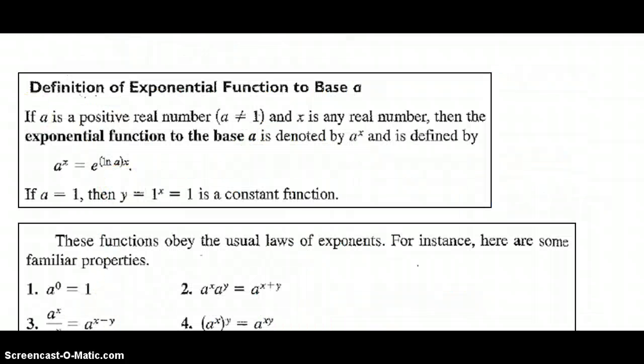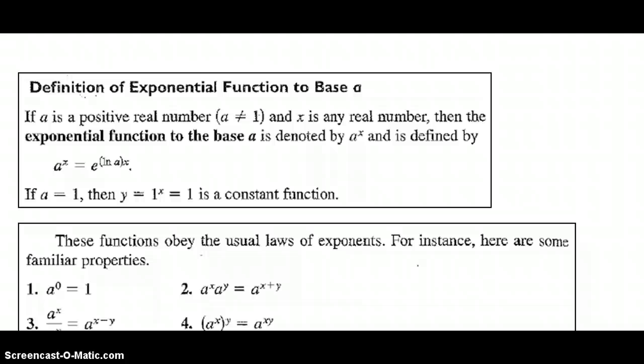So the definition of exponential function to base a. If a is a positive real number where a is not equal to 1 and x is any real number, then the exponential function to the base a is denoted by a to the x power and is defined by a to the x power equals e raised to the natural log a times x. Essentially what we're saying here is our functions now don't have a base of e, they have a base of a. And it's the same idea, but e is specifically the number that is represented by approximately 2.718.